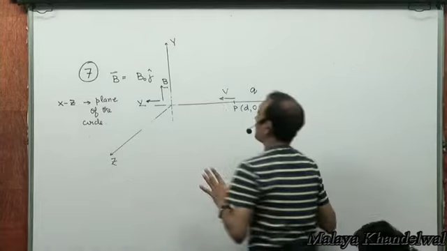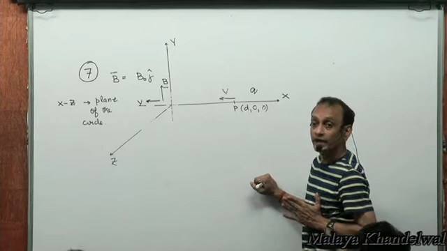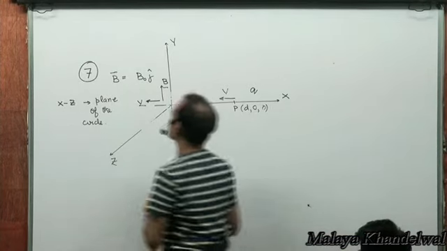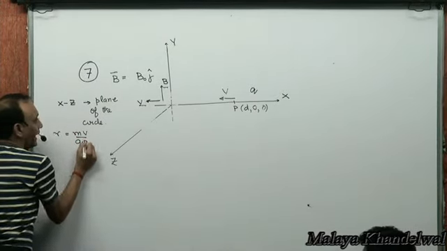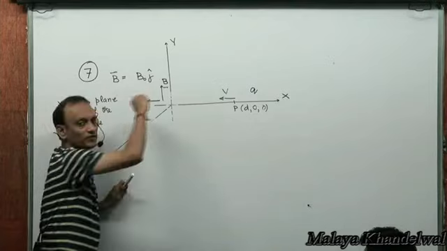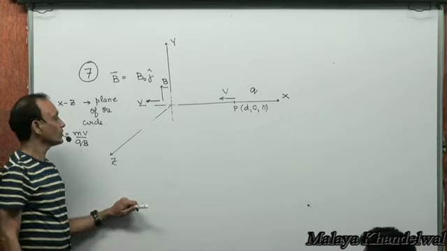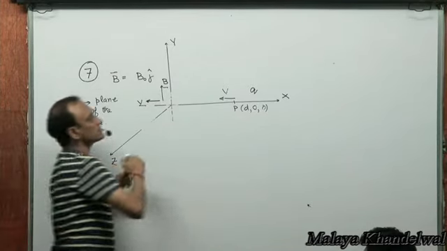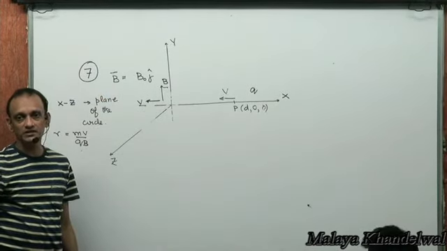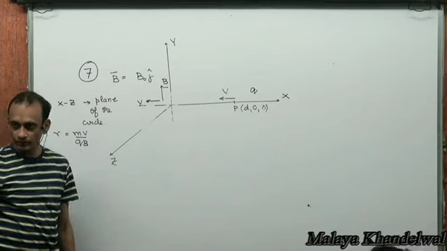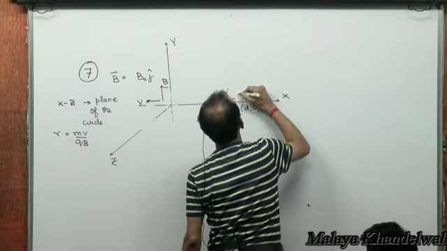So, what would be the radius of the circular trajectory? mv by qB would be the radius of the circular trajectory. And V cross B goes into the plane of the board. Isn't it? V cross B, that means the center of the circle would be in the negative z direction. Right? This would be the center of the circle, say.